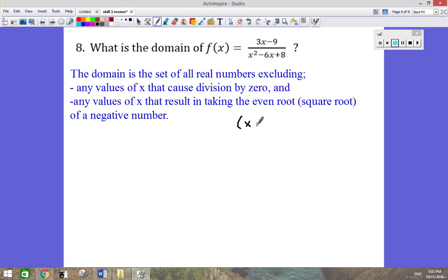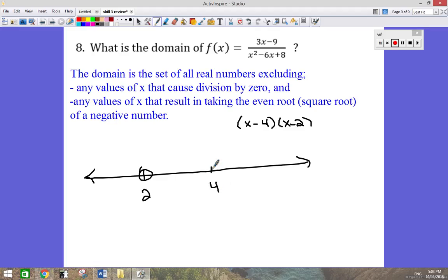I erased everything, including my answers. Let me put them back up here real quick, or at least the factoring. We want to exclude the number 2 from the domain, and we want to exclude the number 4 from the domain. All the other numbers on the real number line, if you plug them in, will produce exactly one y value, one output. Every input has to produce exactly one output for a function.